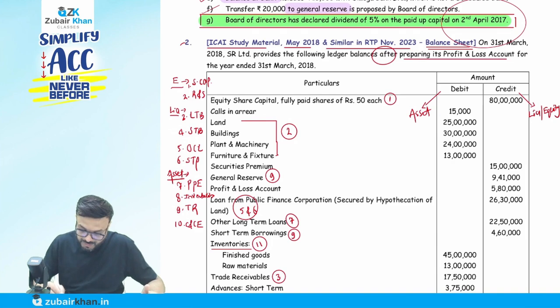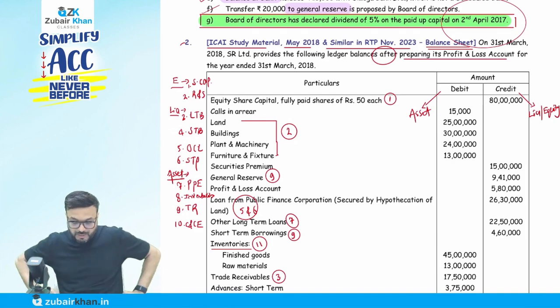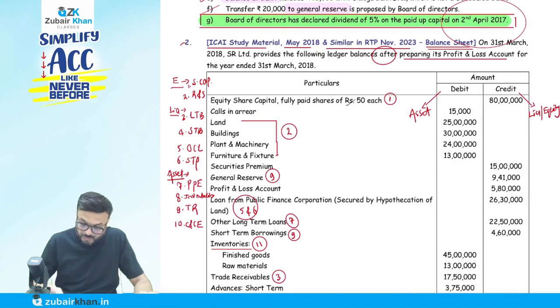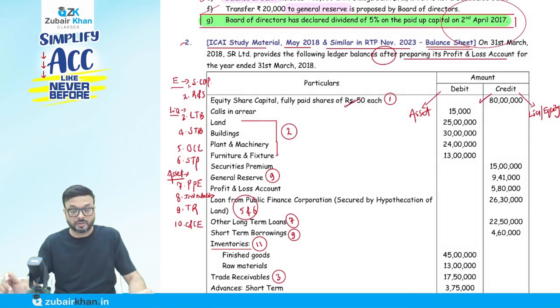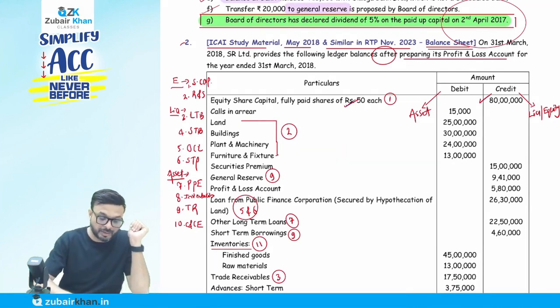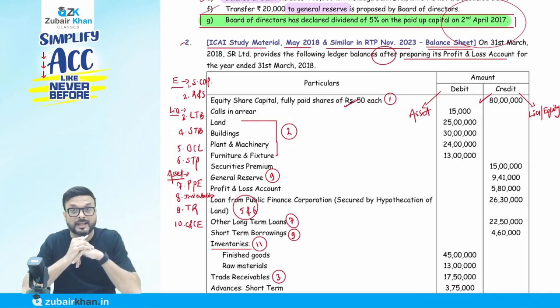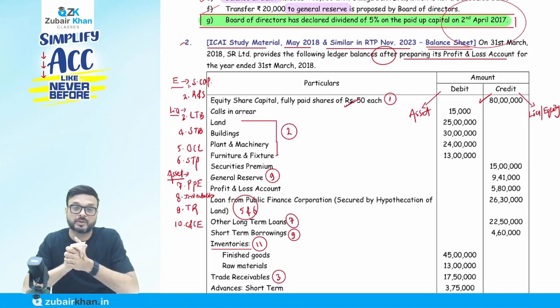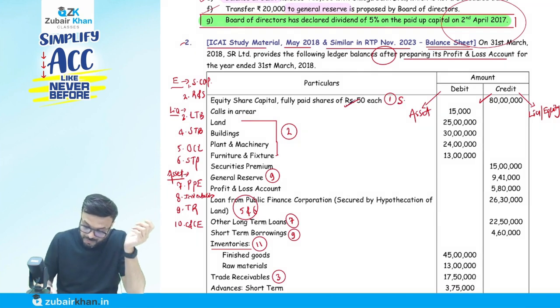Now first they mention equity share capital fully paid up of rupees 50 each. So can you decide how many shares they have? Shares of rupees 50 each. What is our amount of share capital? 80 lakh. So we can say the number of shares is 80 lakh divided by 50, that is coming 1,60,000. So we have 1,60,000 equity shares of rupees 50 each. So where will it go? It will go to share capital.